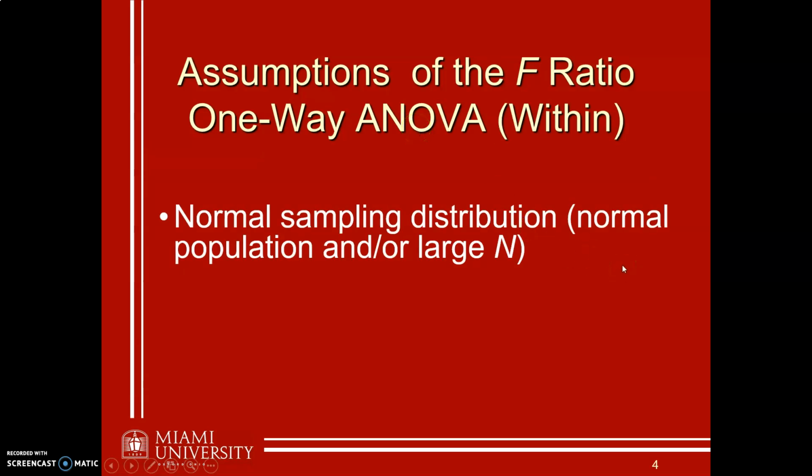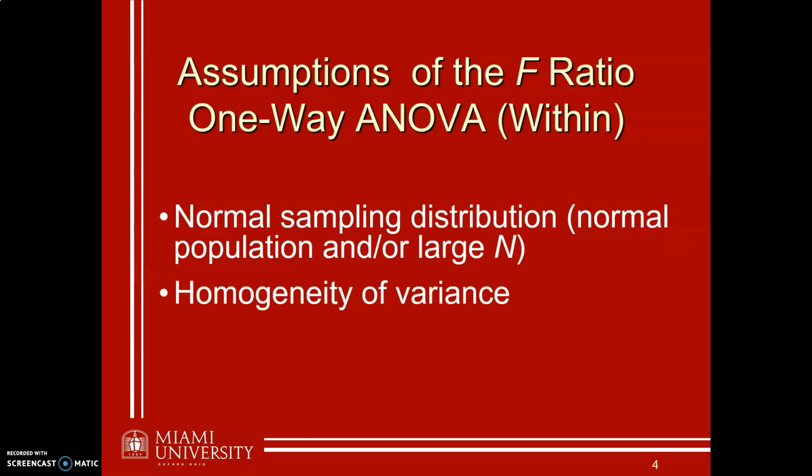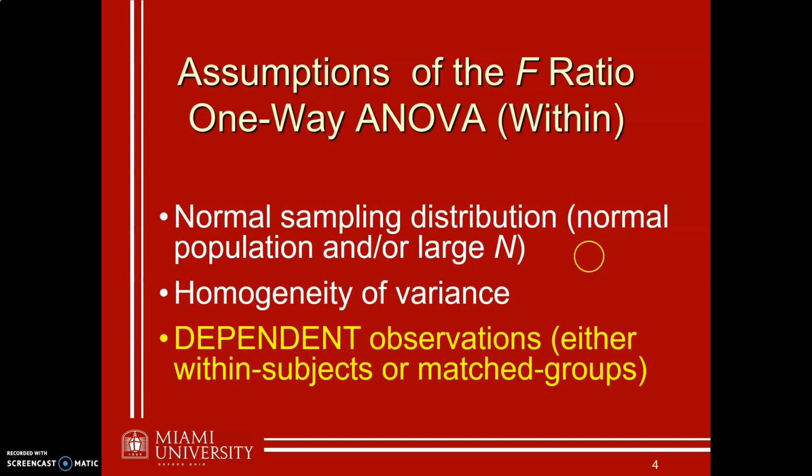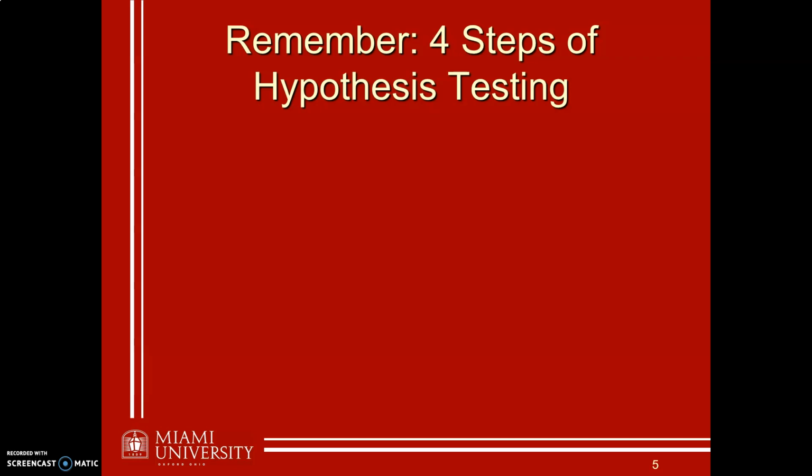The assumptions of the one-way F statistic that we calculate to do in ANOVA is that we are using normal sampling distributions, either normal populations or a very large N, so that it can handle data that is not completely normally distributed. That we have homogeneity of variance, so that the shapes of the distributions of data for each of the groups is relatively the same shape. And again, for this test, that we have dependent observations, either a within subjects design across time or some kind of matching on an important characteristic for our participants.